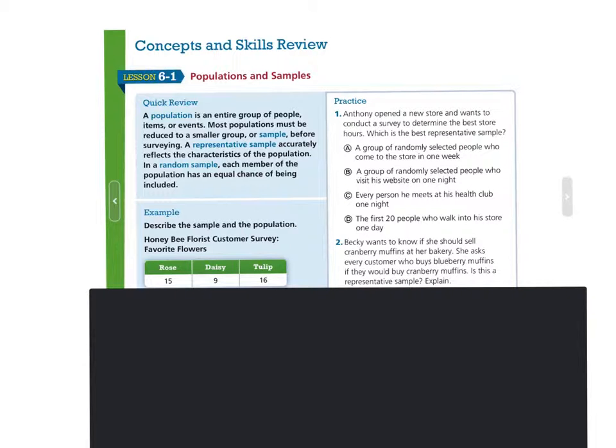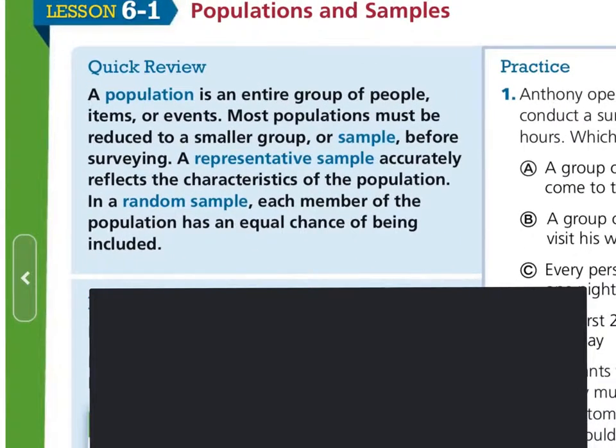So we look at this lesson 6.1 was on populations and samples. So they've got some definition stuff over here for you just to refresh your memory on that. Population we've already talked about. Sample is kind of a part of that population that we're asking. Hopefully it's a representative sample that's going to accurately represent the whole population. And in a random sample, everybody has an equal chance of being included. And so for that reason, like I said previously, a random sample should also be a representative sample.